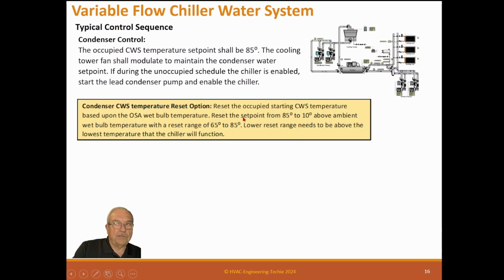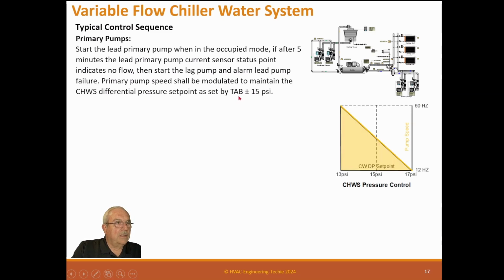There's a condenser water reset option. We've gone over this before, but reset the occupied condenser water set point based on wet bulb temperature. Reset the set point from 85 to 10 degrees above ambient wet bulb, with a reset range of 65 to 85 degrees. The lower reset range needs to be above the lowest temperature at which the chiller will function. This may be 70. 65 is doable, but it needs to be whatever the chiller will maintain. And this will provide you more energy efficiency than just a straight 85 degrees, especially if you have systems that run during the winter.